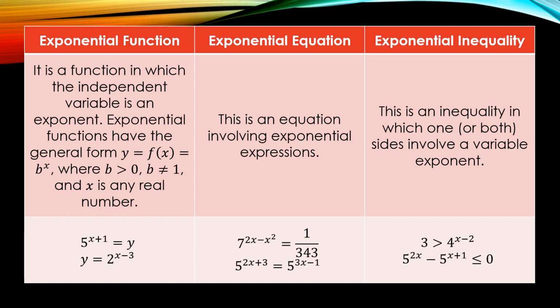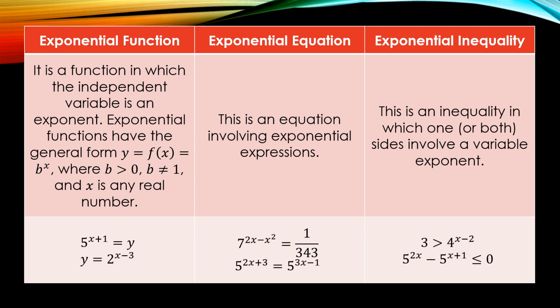Next, we have exponential equation. This is an equation involving exponential expressions. So we have these two examples. 7 raised to 2x minus x squared equals 1 over 343. Second example, we have 5 raised to 2x plus 3 equals 5 raised to 3x minus 1.